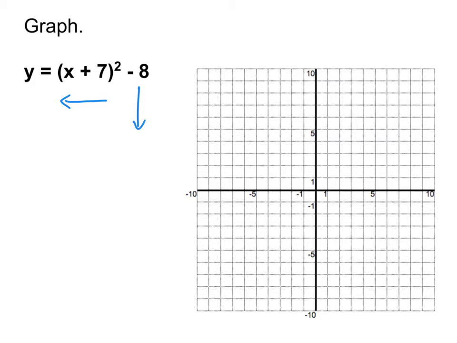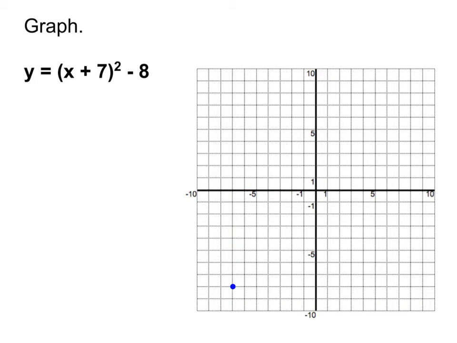So, in order to be able to graph this then, normally I'd have my first point here at 0, 0. If it was just plain old x squared, I'd start at 0, 0. But since this one has that plus 7, I'm actually going to be moving that to the left 7. And then that minus 8 tells me that I'm going to be moving it down 8. So this is where my first point is actually going to be located.